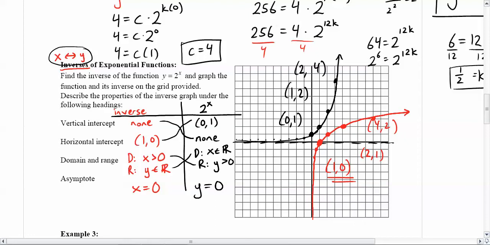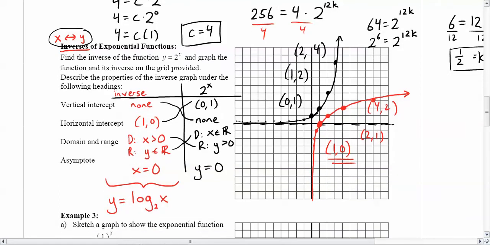Now what's interesting is that this graph here is called log. The red one is log base 2 of x. Okay? Logs are just inverses of exponentials. That's all it is. So log base 2 of x is the inverse of 2 to the power of x.